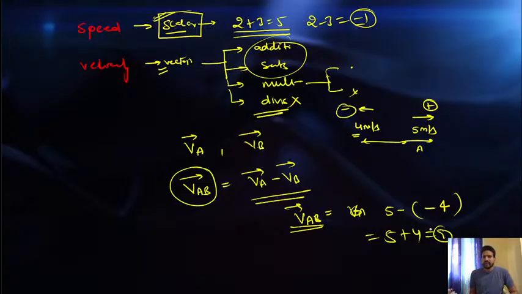So okay, forget about it. If you understand it, then okay. If you don't understand it, don't worry. There is no issue. You have to understand this formula only. So VAB is equal to VA minus VB.